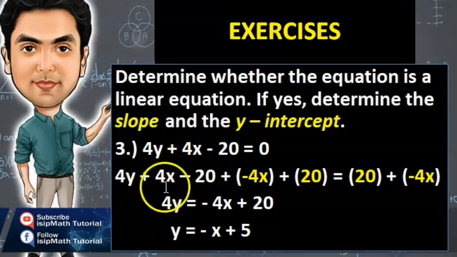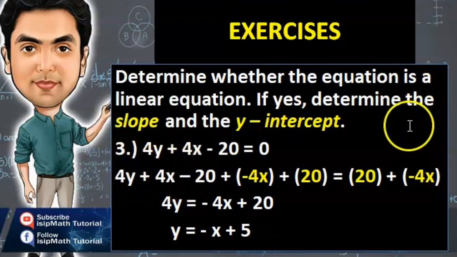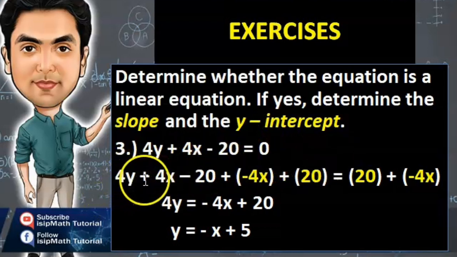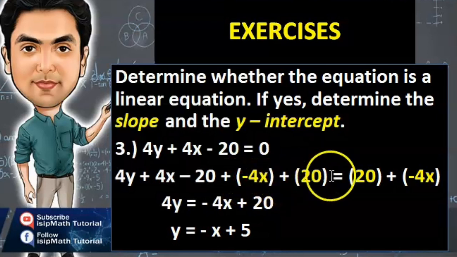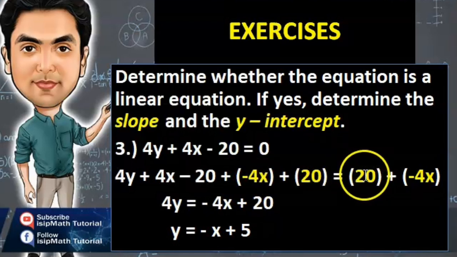So what we're going to do is we will add both sides by negative 4x and positive 20, di ba? Para si 4y yung maiwan sa left side, lahat doon sa right side. Okay? So magiging ganito na siya. 4y plus 4x minus 20 plus negative 4x plus positive 20. Sa kabila naman, magiging 0 plus positive 20 plus negative 4x, or simply positive 20 plus negative 4x.